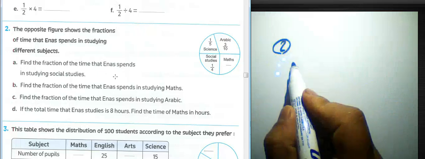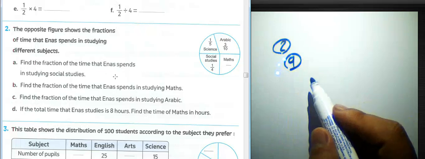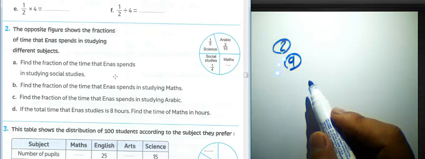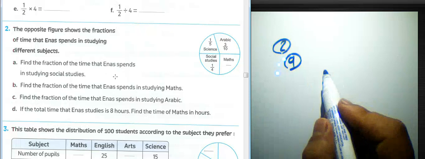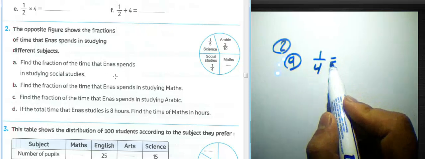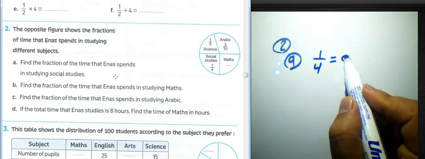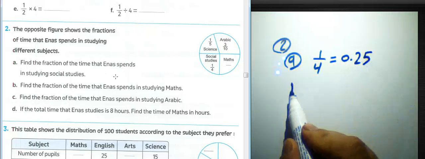Question 2, letter A. Asked about the fraction of the time that Ines spends studying social studies. She studied a fourth, and we can convert it to a decimal number, 0.25.